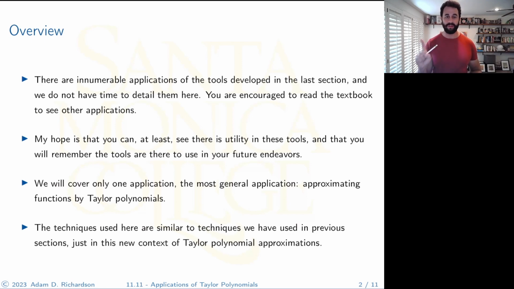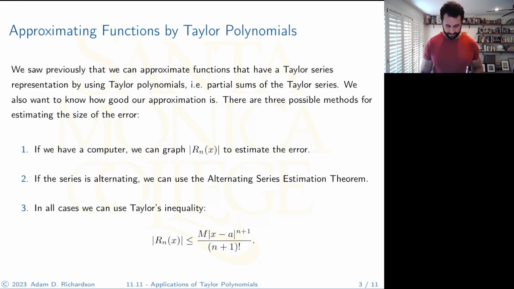We're only gonna cover one application. That's just the most general application, which is approximating functions by Taylor polynomials. So literally a specific example of what we learned in the last section. The techniques that we're going to use are similar to what we did in the previous sections, just in this new context of Taylor polynomial approximations. All right. So what we saw previously was that we can approximate functions that have Taylor series representations by using Taylor polynomials. That was the whole idea, right?